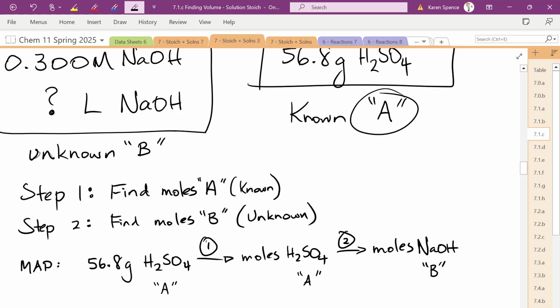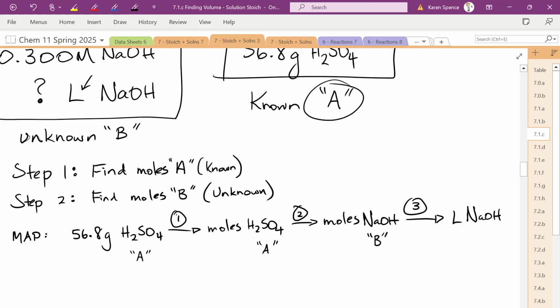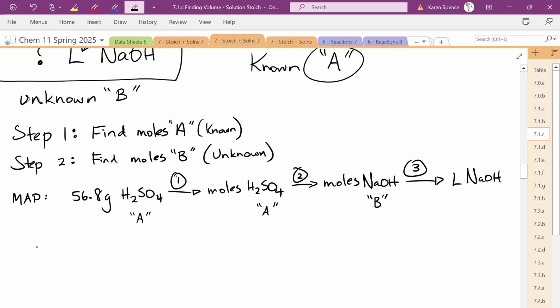And then finally, we are told that we want to find liters of NaOH. So we need step 3, we're going to find liters of NaOH. So we're going to have a 3-step problem. So, how many liters of NaOH? And we're starting with 56.8 grams of H2SO4.